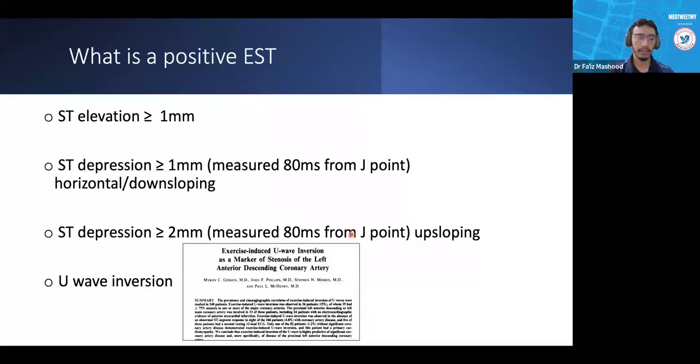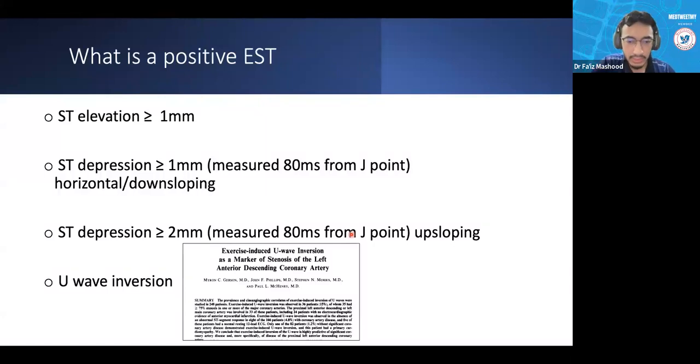U wave inversion. So with U wave inversion, we are talking about new U wave inversion during EST, not a resting U wave inversion. The resting ECG U wave inversion could be due to electrolyte abnormalities. I think everyone acknowledges this. We are talking about U wave during EST. There's a study here which was published in an AHA journal.